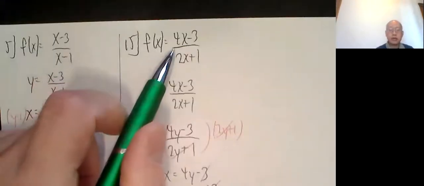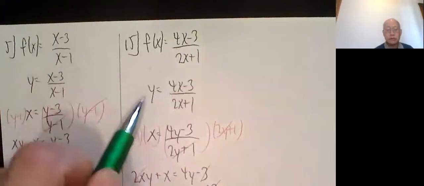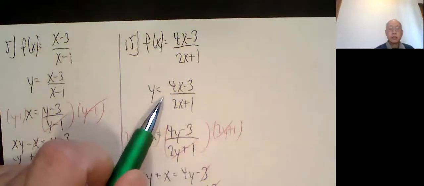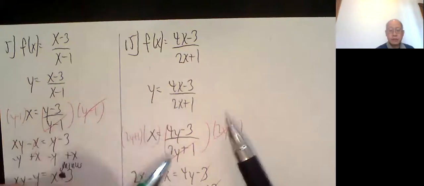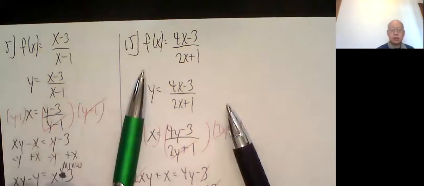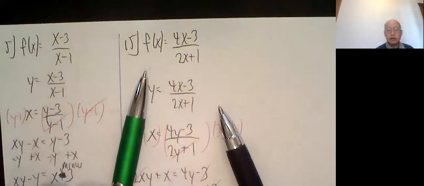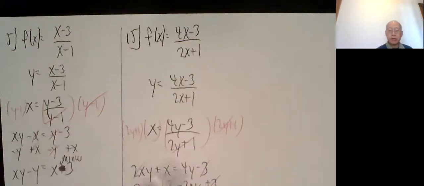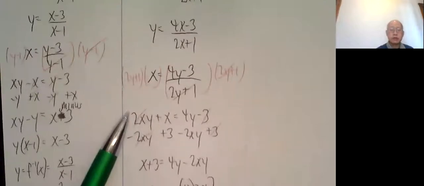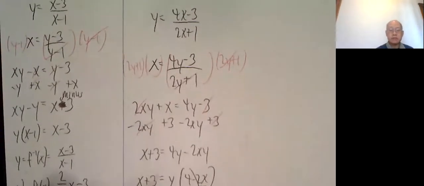15, f of x equals 4x minus 3 over 2x plus 1. Call it y. Switch around x and y. So this y becomes an x. These two x's become y. Okay. Solve for y. Get rid of the fraction, multiply both sides by 2y plus 1. So the right side just is 4y minus 3. Distribute here, 2xy plus x.